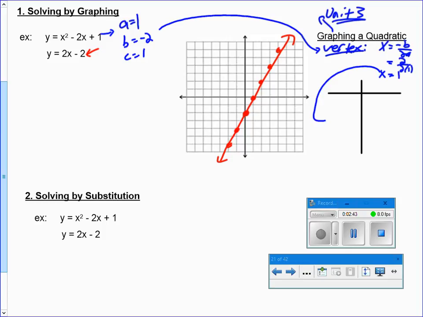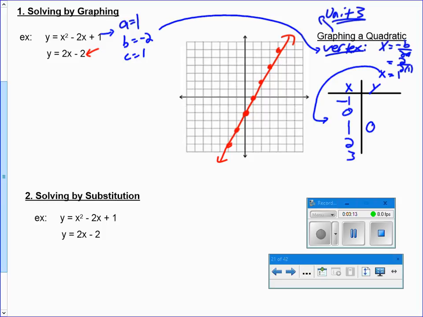So we're going to put that right in the middle of our table. Then we can get our next two values to the right and our next two values to the left. To fill out the table, we're just going to plug these x values back into the function x squared minus 2x plus 1. Starting with our vertex at 1, 1 squared would be 1, minus 2 times 1 is 2, so 1 minus 2 is negative 1, plus 1 is 0.